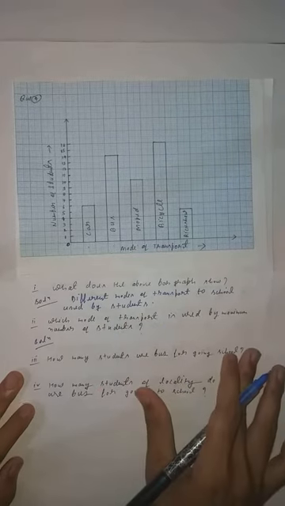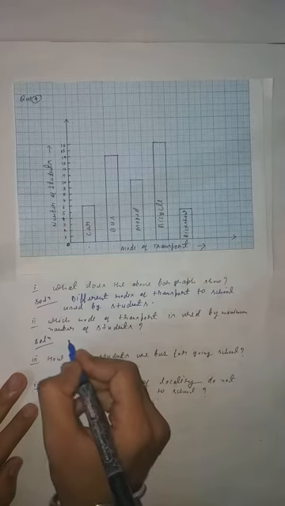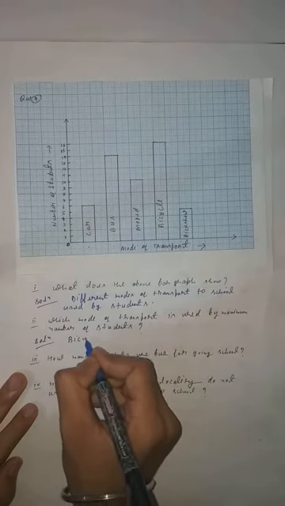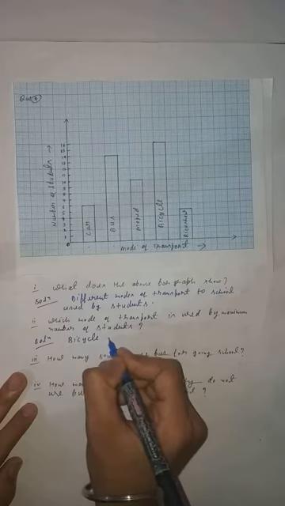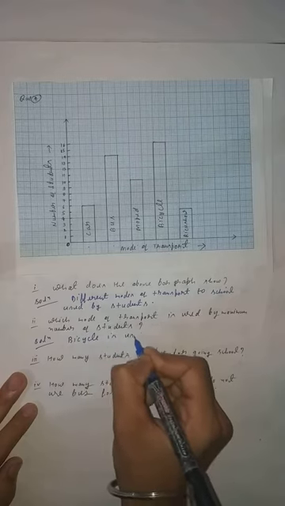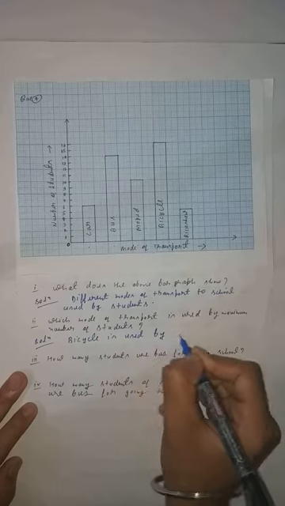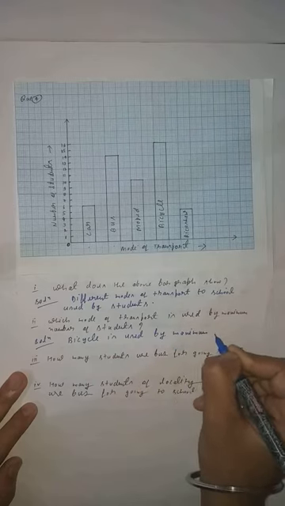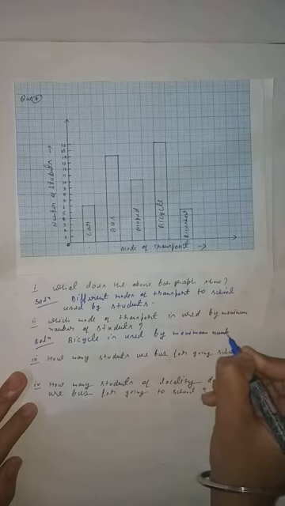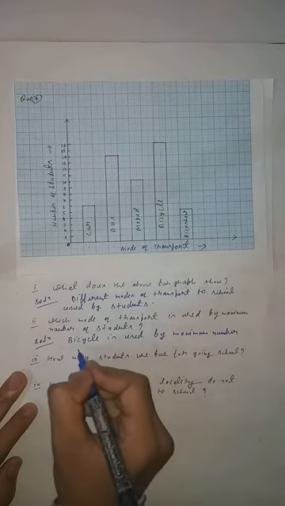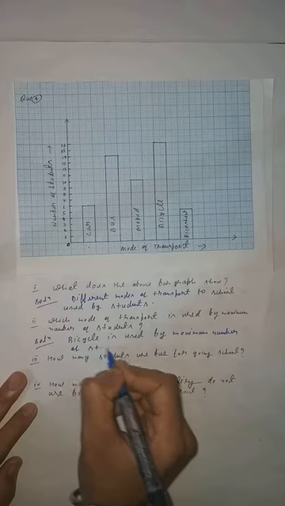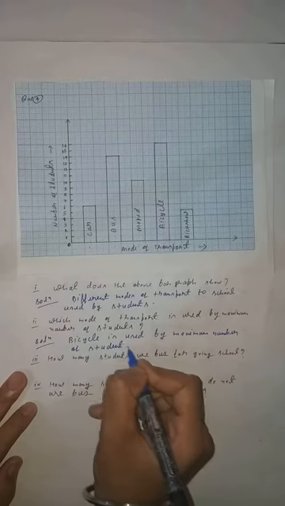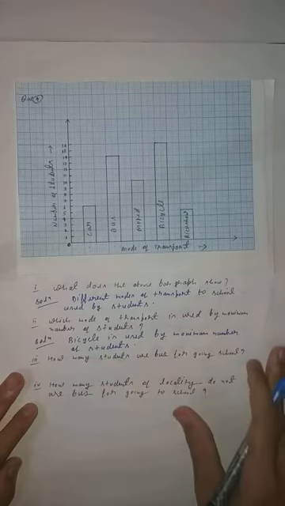So maximum, what will you write down? Bicycle is used by maximum number of students. I think this is clear, very clear.